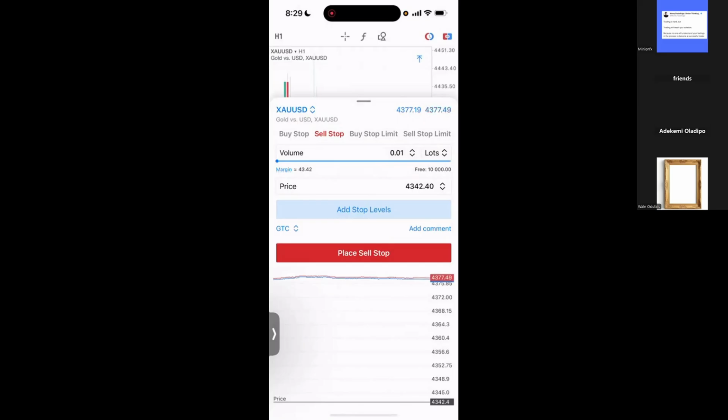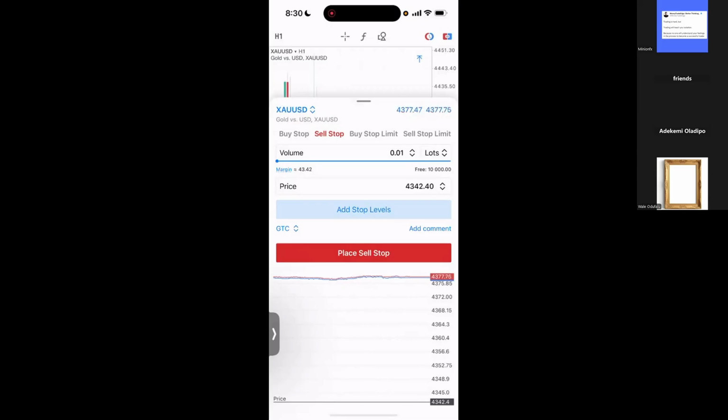Now, the standard lot is a whole number. Anything from 1, 2, 3, 4, 5, 6, 7, 8, 9, 10, even 100, as long as it's a whole number, it's a standard lot. Any lot size that comes after the decimal, 0.10, 0.20, 0.30, till you get to 0.90, they are called mini lots.